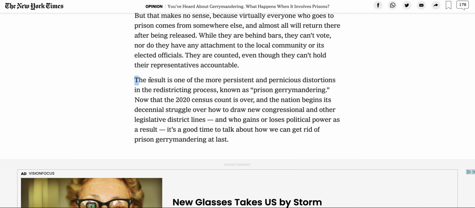And then we get to the real crux of this piece, the real thesis. It takes a whole paragraph to build it up. They establish the term prison gerrymandering, and then the real thing that they're arguing for. If you go back and look at stasis theory, the stasis that they are operating in is policy, because the thing that we are going for with this op ed is getting rid of prison gerrymandering.